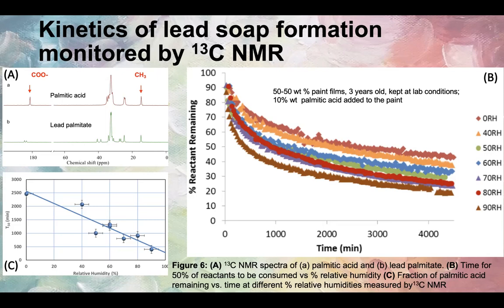And so we have done this for the same quantity of acid and the same paint samples, but we have exposed the paint films to differing levels of relative humidity. You can see our data there in figure B, and figure C shows that there does seem to be a correlation between the amount of relative humidity and how fast this reaction actually occurs.